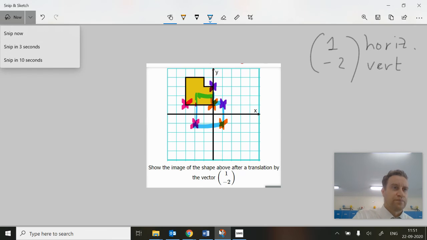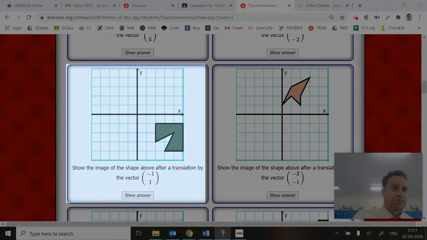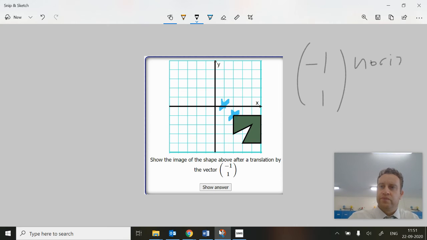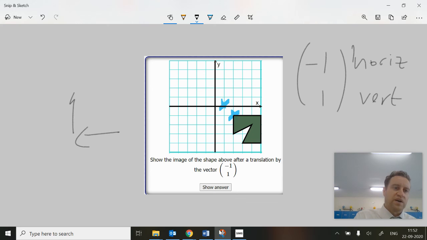Let's just take this one. One here would mean, look, we need to go backwards by 1 and then up 1. So this point would go here, and every point would move by that same vector. So remember, minus 1, 1 would mean this is horizontal. Okay, top is always horizontal, and the bottom part of the vector is always vertical. So vertically, we need to go up by 1, and horizontally we need to go backwards by 1. So backwards 1 is this way, up by 1 is this way. And that needs to happen for every single corner point.